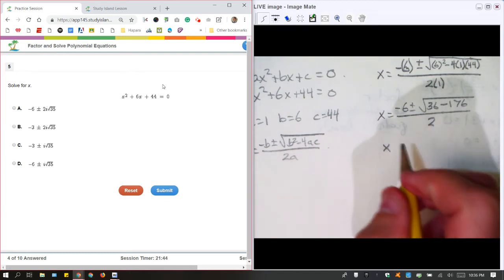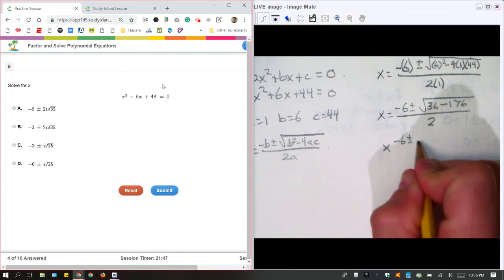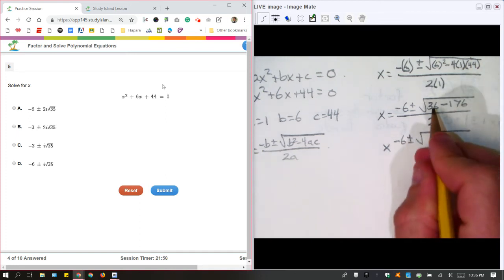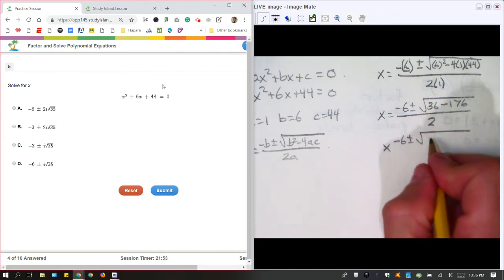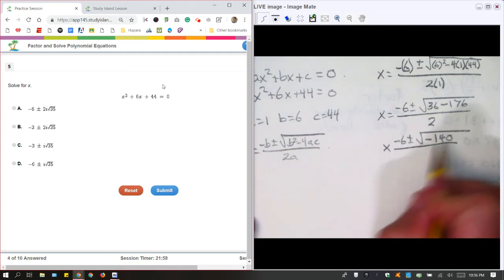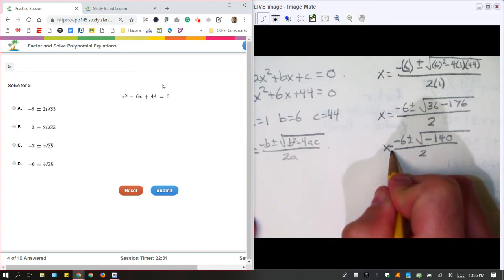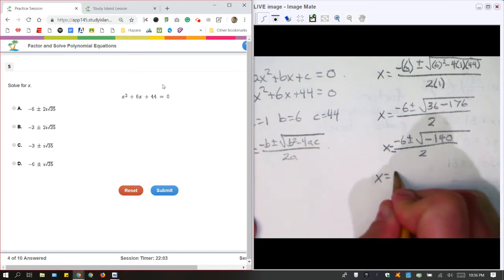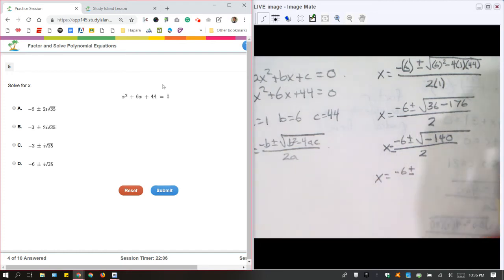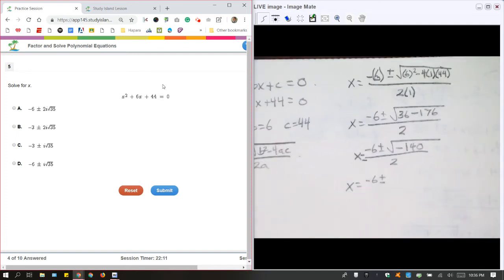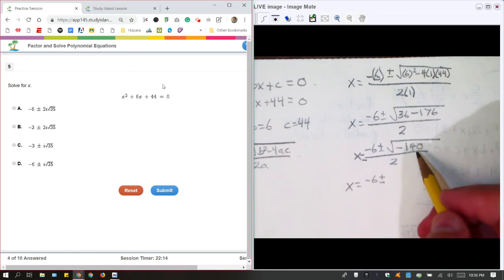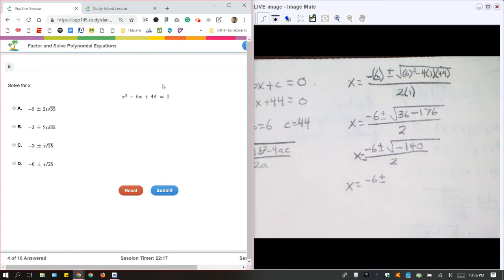So now x equals negative 6 plus or minus the square root of 36 minus 176, which is negative 140, divided by 2. Now, what can we break up 140 into that's a perfect square? Again, you're looking for factors of 140 that are perfect squares: 4, 9, 16, etc. If you're looking for just regular factors, it's not going to work.